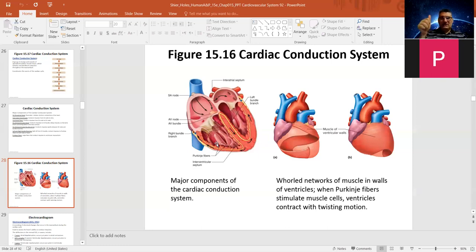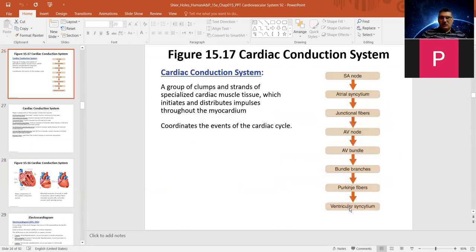So this is the sequence: SA node, internodal pathway, which is in the ventricles, AV node, AV bundle, bundle branches. By the way, the AV bundle is also called bundle of Hess. In case you see this name, it's the bundle anyway. Scientists put their name on it. So they call it AV bundle because of the location, bundle of Hess because of the scientist. You need to remember both names.